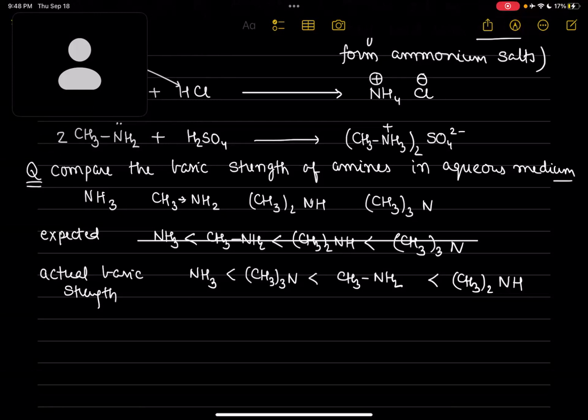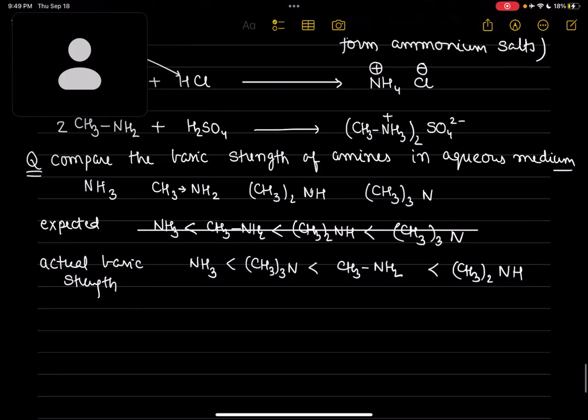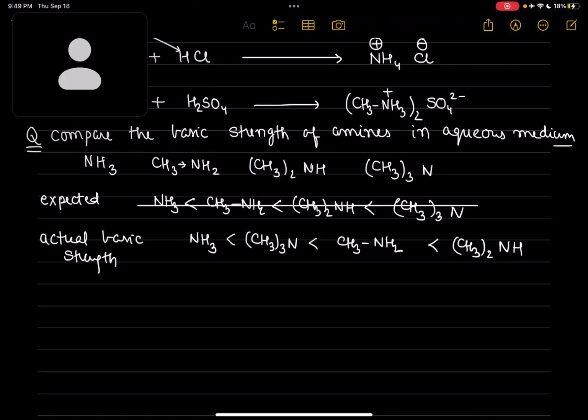Is it clear or not? Why is it so? Why is the basic strength fluctuating like this? What's the reason? Yeah, Isha. Why is the tertiary amine, in spite of having three alkyl groups, not very basic? Any idea what the reason is?